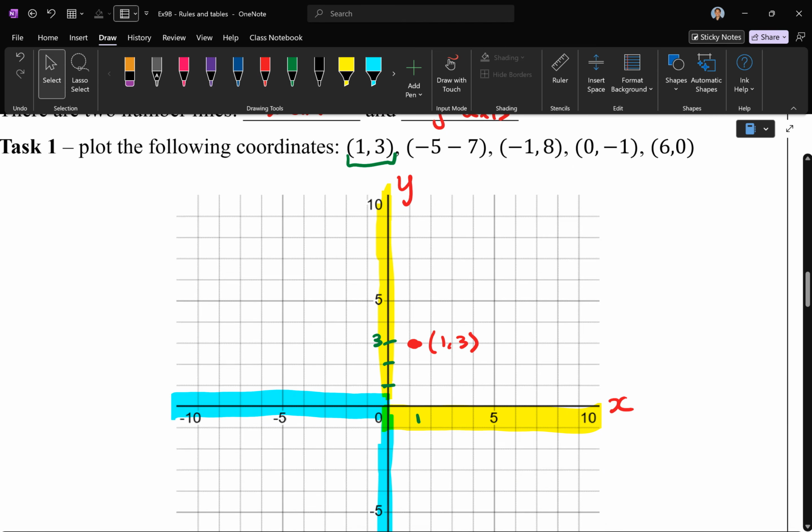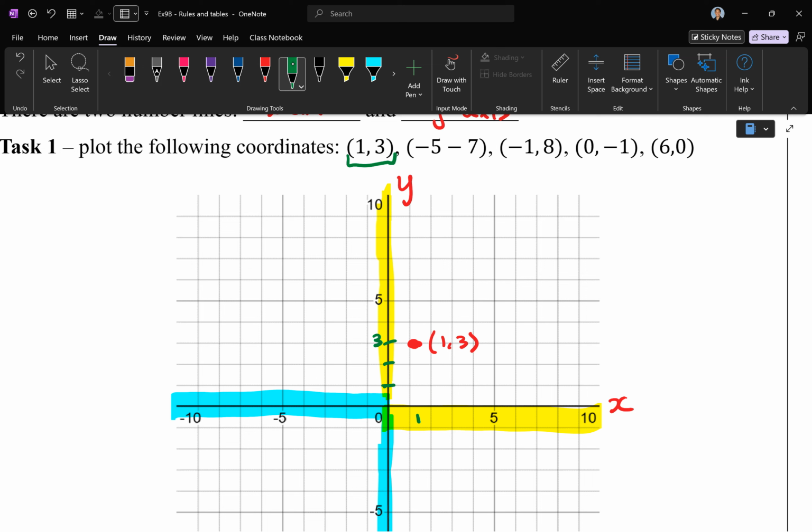Let's plot these next few coordinates. You got 4 coordinates there. I want you to plot the next 4 coordinates, give it about 1 minute. I want you to plot -5, -7, -1, 8, and 0, -1, and see if you've got the correct spot. The 2 coordinates I'm interested in later on is the 0, -1, and 6, 0, because there's something special about it, which leads on to next term. But those are going to be your 2 key points. So plot it in. You got 1 minute, unless you've already plotted the coordinates.